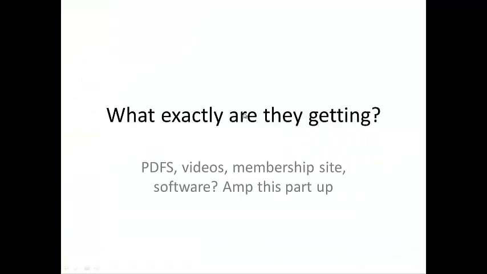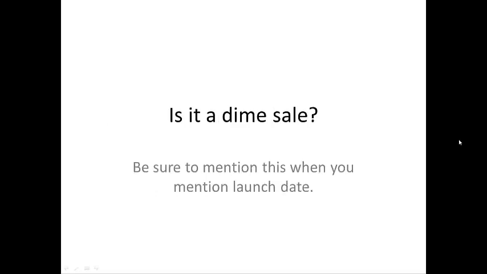Alright, sorry about that. So again, talk about what they're getting. Is it a dime sale? You're going to want to mention this every time you mention the launch date. It's going to be a dime sale. So an example would be, hey, this product goes live on February 15th at 11 a.m. Eastern, and you're going to want to be here right then, because there's going to be a dime sale, and you're going to be able to lock in the lowest price possible. So that's just an example of how you would say something like that.